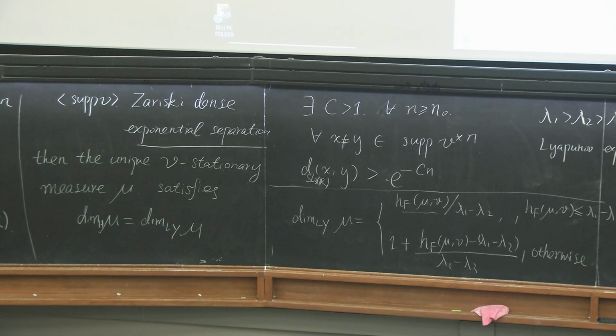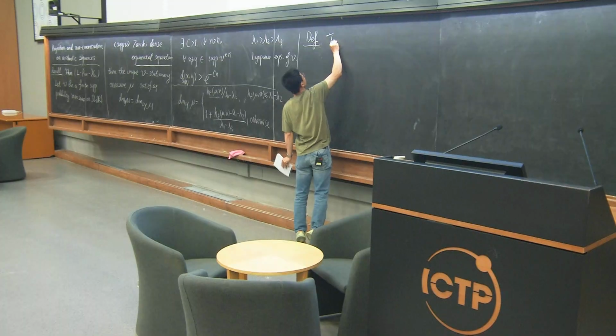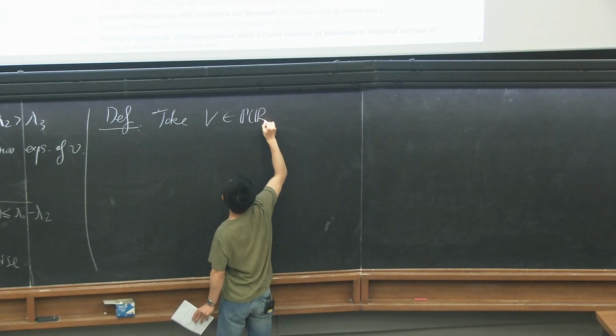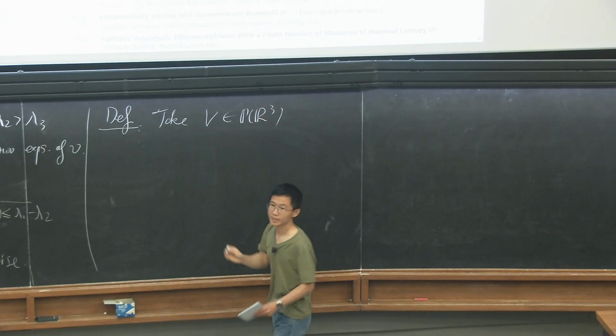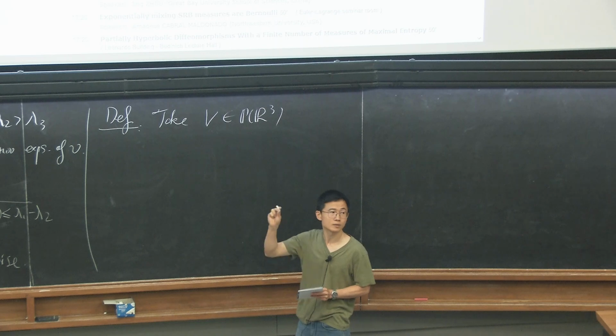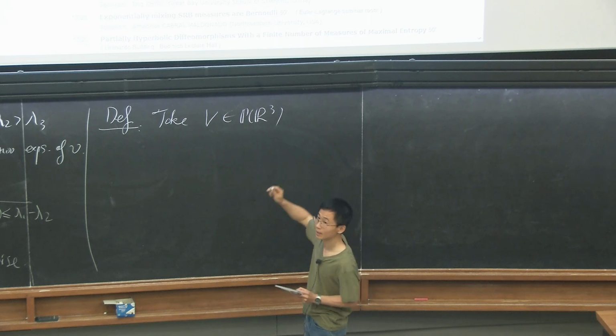So in the first part of the talk, I will try to explain how we can get this dimension formula from another dimension formula for the projection. First, I will define the projection. So let's take V inside P(R^3). Here I see V as a one-dimensional subspace in R^3. You can also see it as an element in P(R^3).